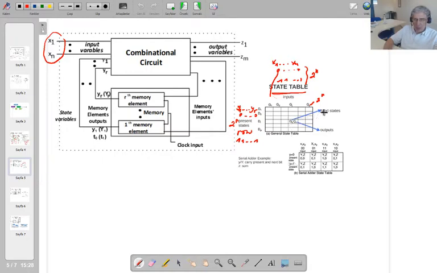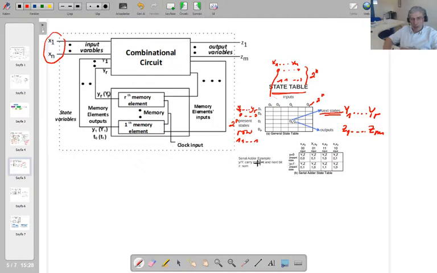The first one is the next state functions, Y1 to Yr. The second thing, with a comma in between, is the output functions, z1 to zm. These function values are going to be written in this entry of the matrix. So this is going to be a state table representation of a general sequential circuit.